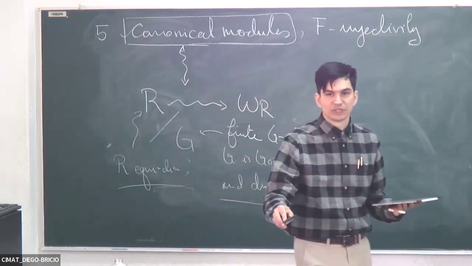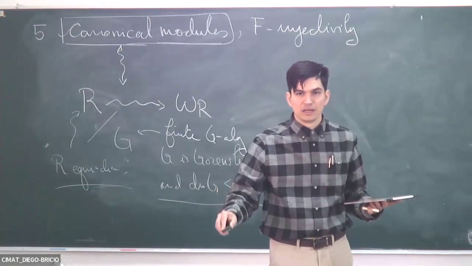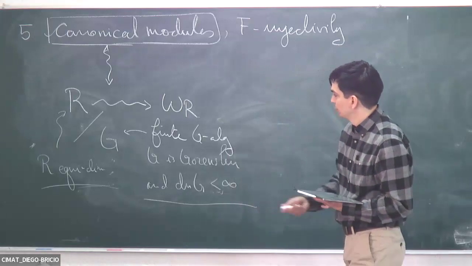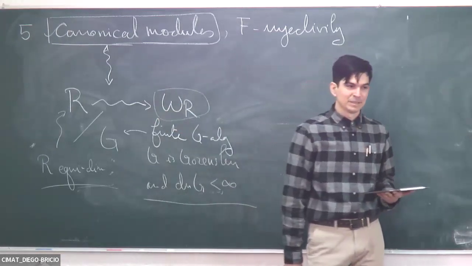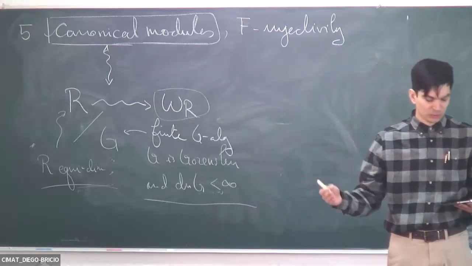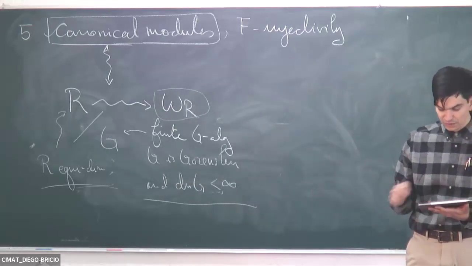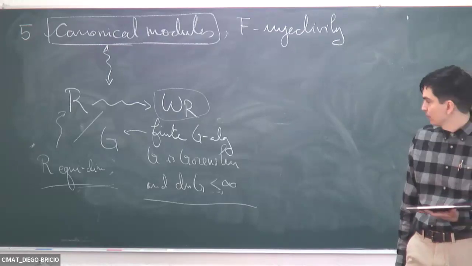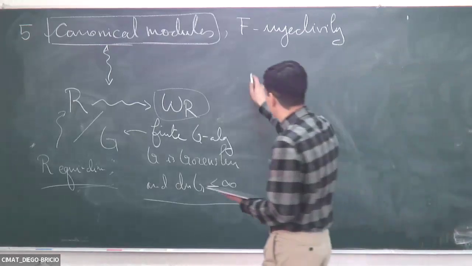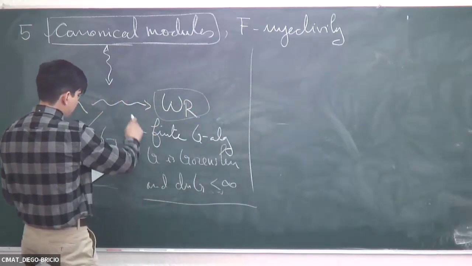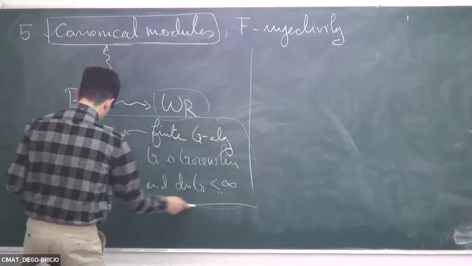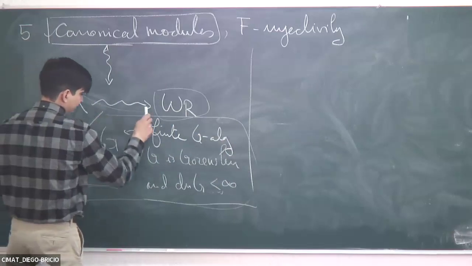So the point of Gorenstein rings is that they let you cook up this object. Okay? So the first thing we need to do is to study a little bit of Gorenstein rings. Okay? So this is for the existence. The existence is equivalent to this setup.